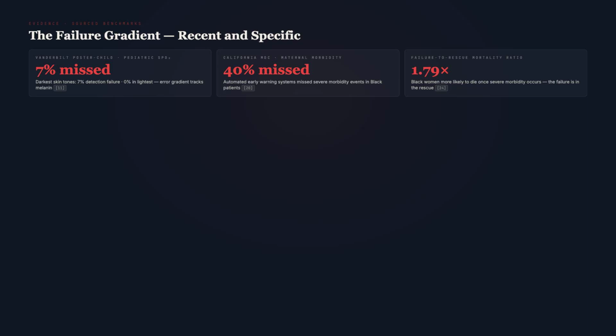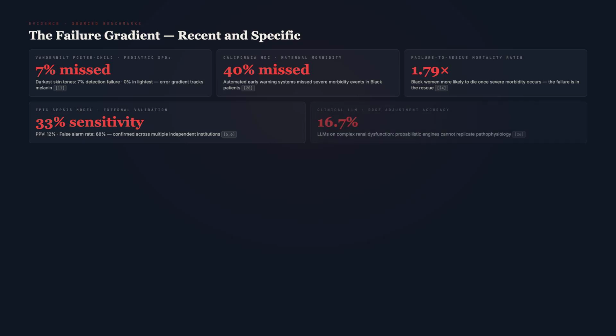At the population level, the California Maternal Data Center found that automated early warning systems missed 40% of severe morbidity events in Black patients. Once severe morbidity occurs, Black women are 1.79 times more likely to die than white women. The failure is not in the incidence, it is in the rescue. The Epic Sepsis Model's 33% sensitivity and 88% false alarm rate were independently confirmed across multiple institutions.